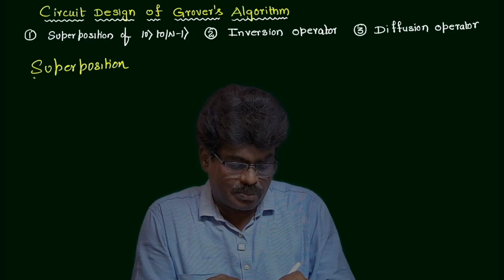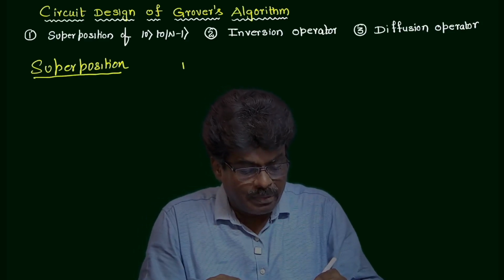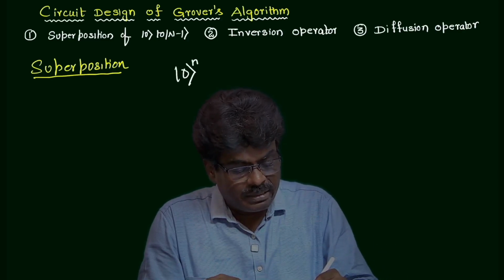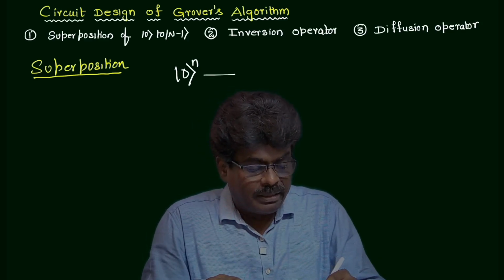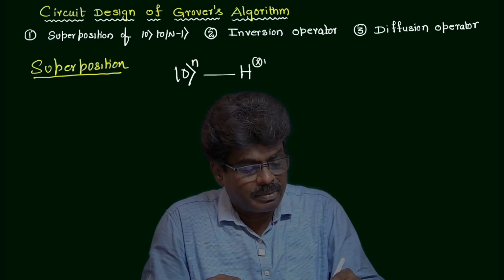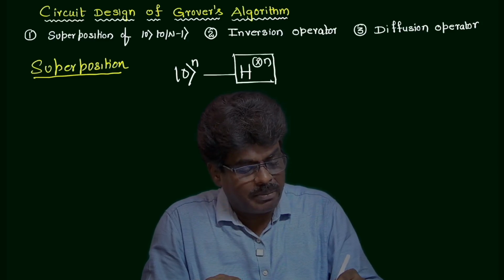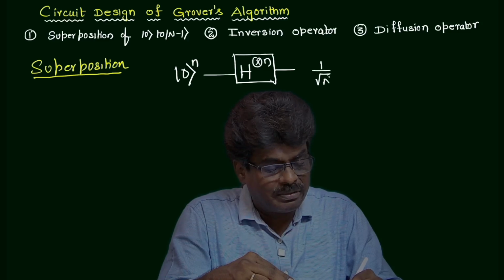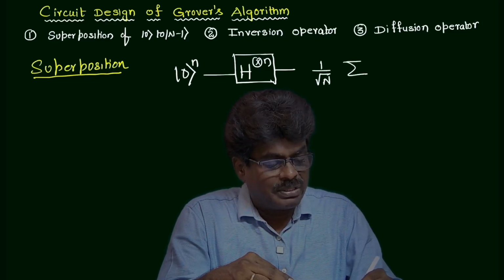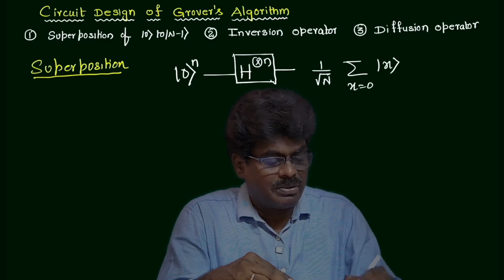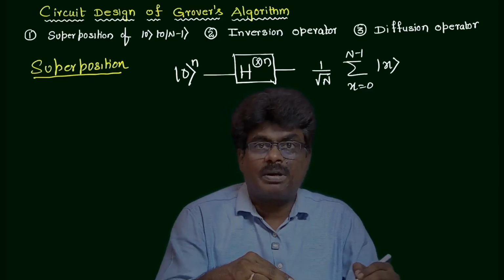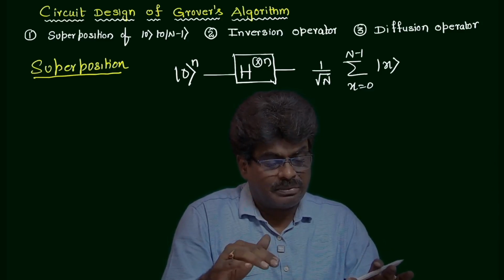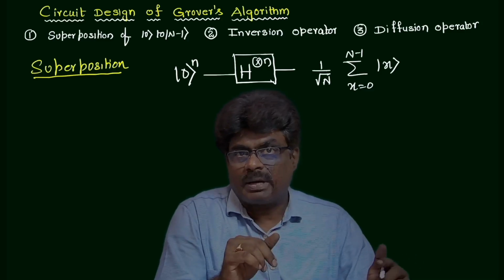So how to create this superposition state? I hope everybody knows. So for example, here we have n number of qubits. Let us say they are in the 0 state, and here we have Hadamard gates, H tensor n. That means n number of Hadamard gates are operating. So this will create the superposition of the states, summation x, where x is equal to 0 to n minus 1, where 1 over root n is the normalization constant. So that's it, and this is the superposition of the states 0 to n minus 1.